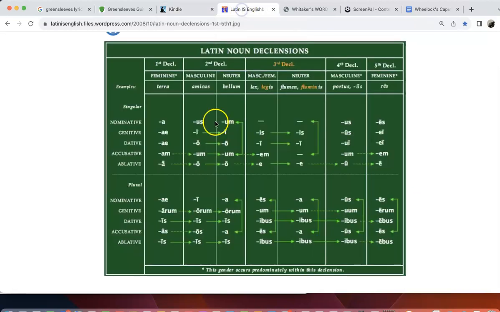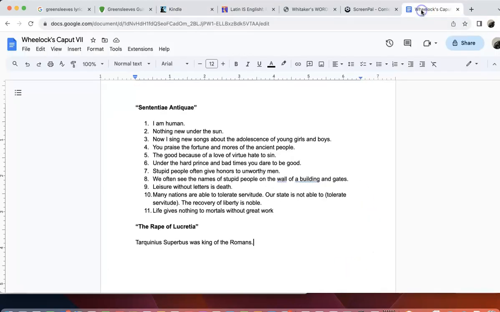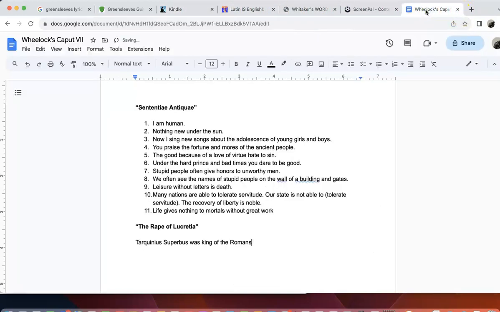So here is second declension, genitive plural. Romanorum, from Romanus. So of the Romans. Remember, genitive means of. And Sextus Tarquinius was the bad son of the tyrant. Okay, just confirming the punctuation.